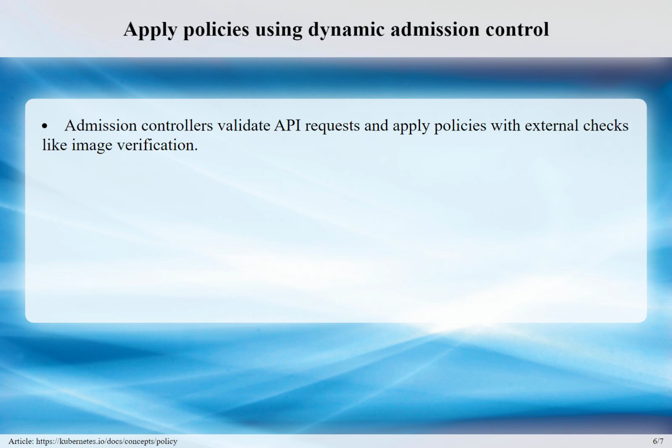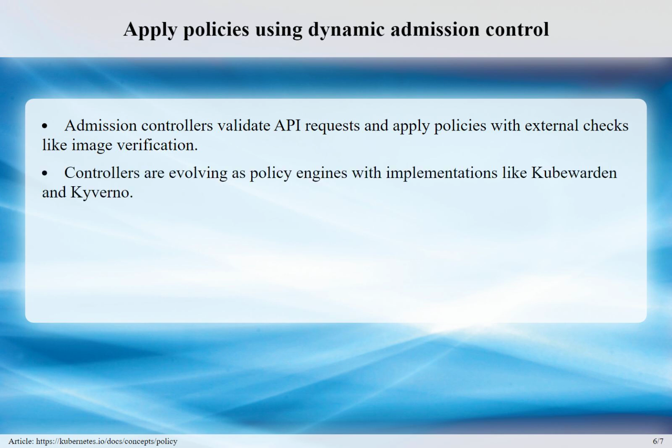For instance, they might verify container image authenticity using OCI registries. Detailed documentation on these controllers can be found in dedicated sections, highlighting their composition and use. These controllers serve as adaptable policy engines within the Kubernetes ecosystem, with implementations like KubeWarden, Kyverno, OPA Gatekeeper, and Polaris.